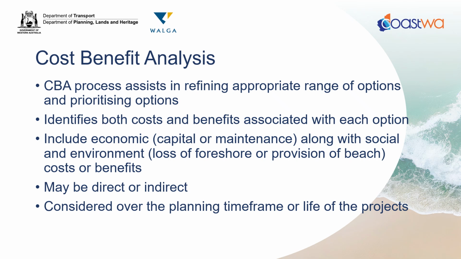As the name suggests, it identifies both the costs and the benefits associated with each of those options. It includes the economic, so the capital and maintenance costs, along with the social and environmental costs or benefits. So for instance, loss of a usable recreational beach would be a social cost, and provision of a recreational beach would be a social benefit, and attempts are made to score each of these. Those costs may be direct or indirect, and they're considered over the planning timeframe or the life of the project or options.